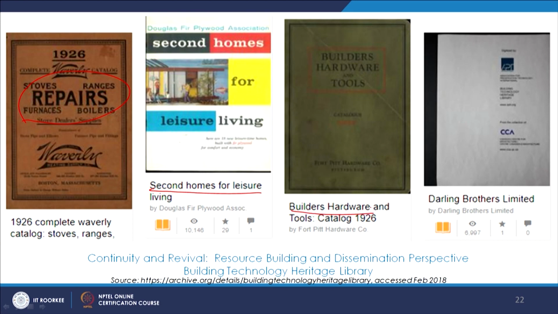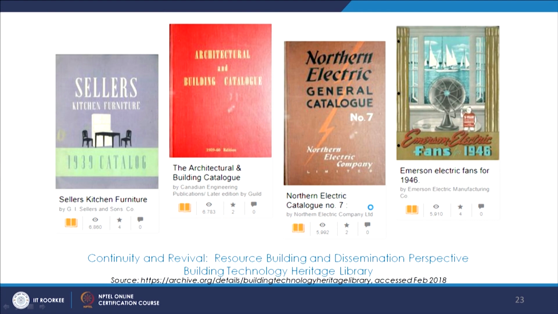So there are so many different subjects that have been covered, and again there is one catalog over here which talks about the kitchen furniture specifically, the architectural and building catalog, and electric fans. So there are so many different objects and space making elements and built forms that have been covered and discussed through these catalogs, and there is such rich information out there, just because this resource was built up by the efforts of a lot of individuals and organizations, and now we have that as a repository for our reference.